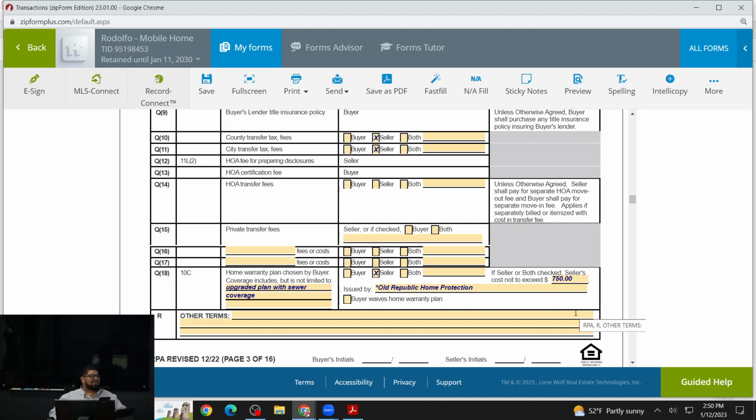Hey George, in your example, would you specify pool right here? Yes. Let's say upgraded plan with sewer coverage and pool and spa. AC is implied, and AC is already included in that package. Go ahead, Daniela. Where do we find that package?